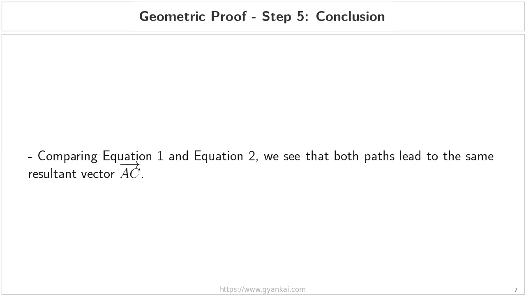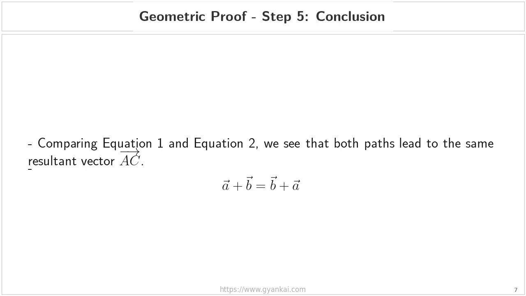Now let's bring everything together to reach our conclusion. If you look back at what we just did in the previous steps, we have two different ways of looking at the same diagonal. By comparing equation 1, where we followed the first path, with equation 2, where we followed the second path, we can see that both paths lead us to the exact same resultant vector, which is a C. This brings us to our mathematical proof, A plus B equals B plus A.